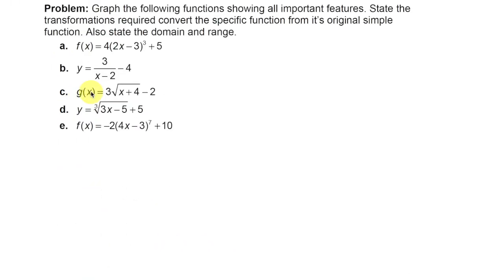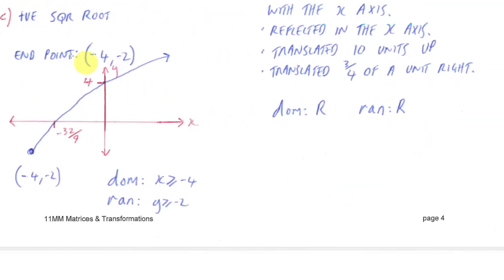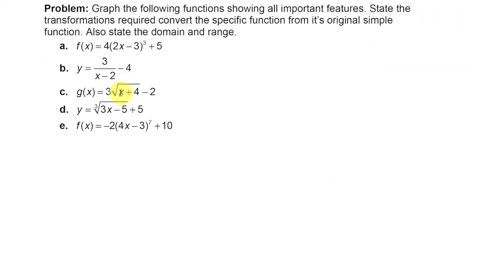So we've got the function g of x equaling 3 lots of the square root of x plus 4 take 2. So firstly, let's recognise it's a positive square root function, so it's going to be in that shape. The endpoint, take this, make it equal to 0 and solve for x, so I get x equaling -4, that's the x value, and this here is the y value. So the endpoint is going to occur at -4, -2.